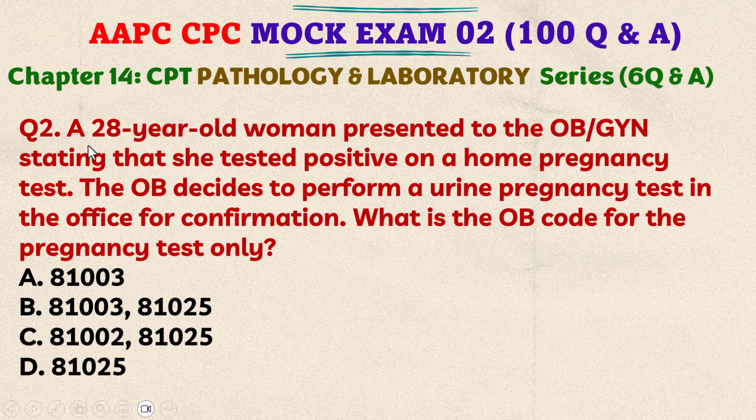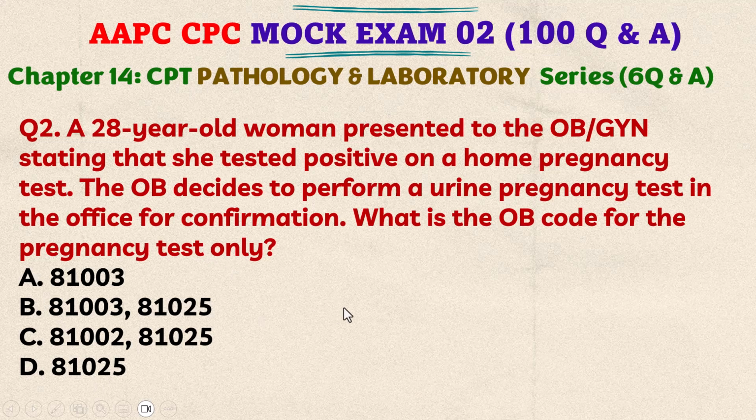Question number 2. A 28-year-old woman presented to the obstetrician stating that she tested positive on a home pregnancy test. The obstetrician decides to perform a urine pregnancy test in the office for confirmation. What is the OB code for the pregnancy test only? So there are 4 answers available.